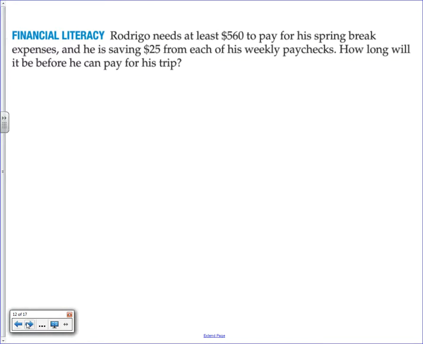Okay, Rodrigo, you read it this time. You tell me what the unknown is. And what are we measuring length in here? Length of time. Days, weeks, months, years? You guys see that? So I'm going to use W for how long. All right, what's the cutoff? What's the goal? What's the end? 560. Do I need to have more than 560 or less than 560? At least. So greater than or equal to?